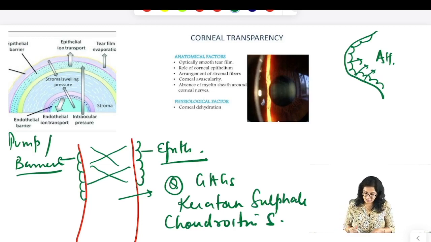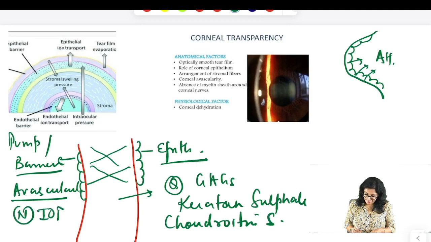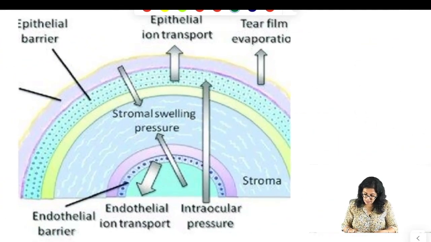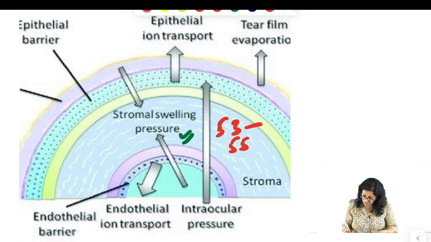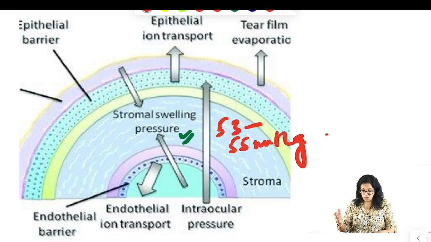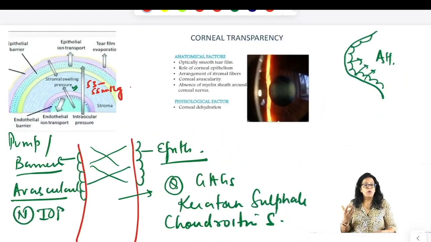The avascularity of the cornea. Okay. Any other factor we can know is normal intraocular pressure. Why is that important? Because there is some basic stromal pressure of the cornea. And this stromal pressure in the cornea is around 50 to 55 mmHg. Now, when your intraocular pressure moves more than the stromal pressure, there is edema that will lead to loss of transparency. Therefore, a normal IOP is very, very important.